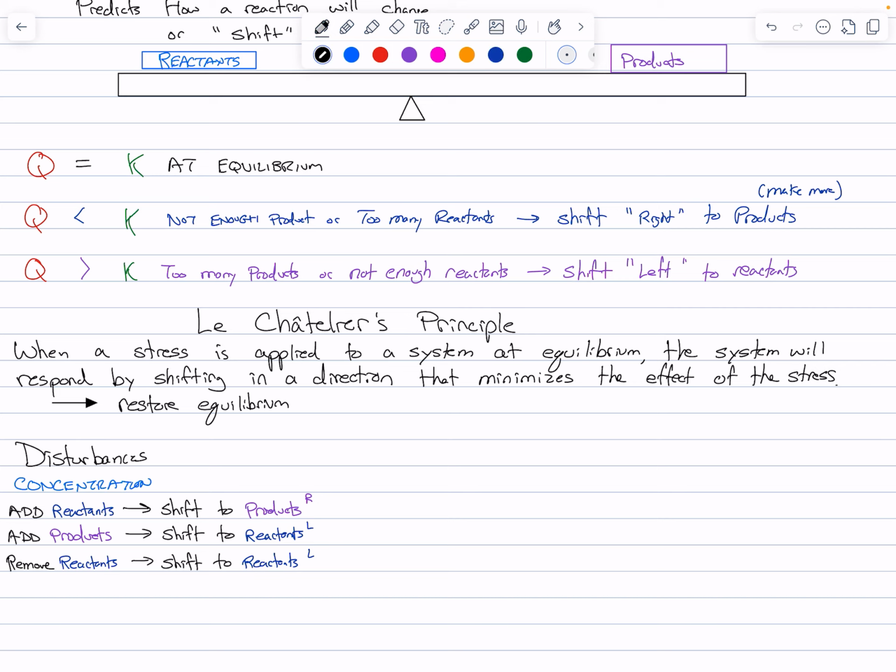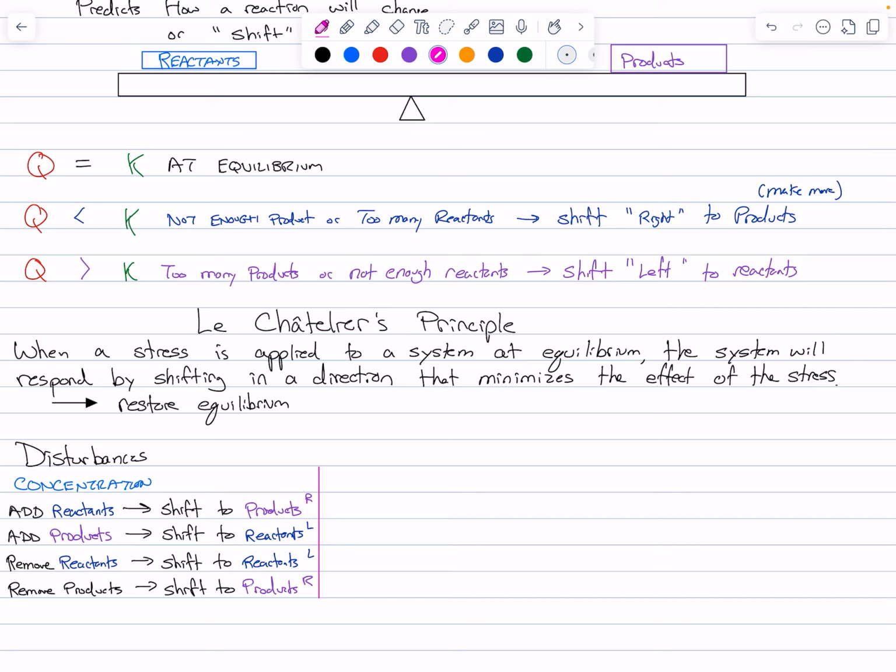And then finally, if we remove products, we're going to shift to products. All right, so that's what we get with concentration as a disturbance.